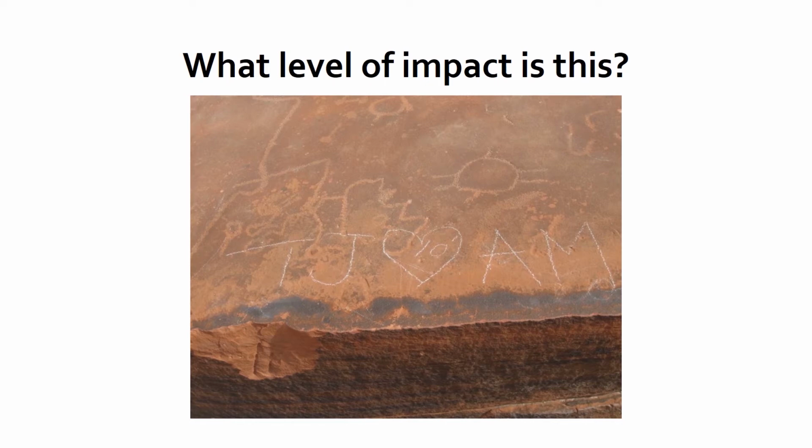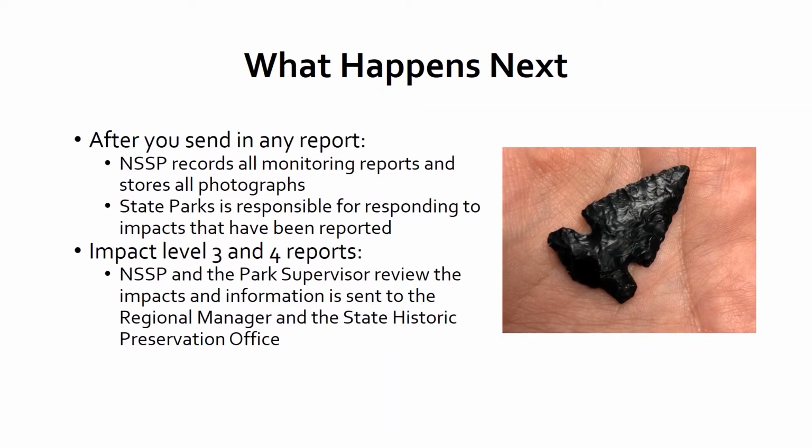Okay, so what happens after you send in any report? The Nevada Site Stewardship Program records all these reports and stores all the photographs. And State Parks is responsible for responding to the impacts that have been reported. Meaning if they're going to go clean them up, document them with law enforcement. In an impact level 3 and 4 report, the Site Stewardship Program and the State Park Supervisor review the impact and information. That information goes to the regional manager and the State Historic Preservation Office so they can determine what mitigation they're going to engage in.